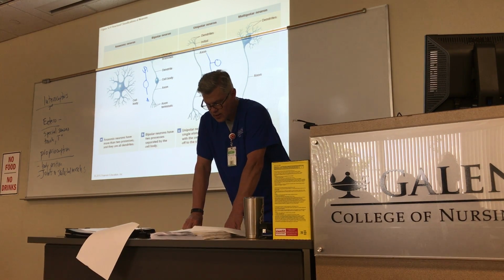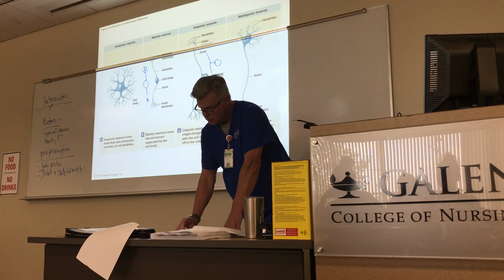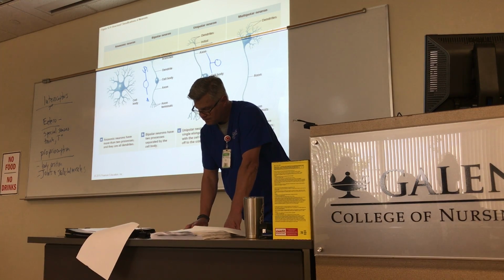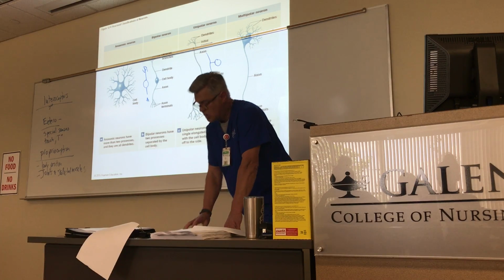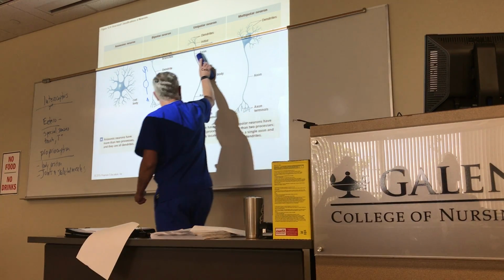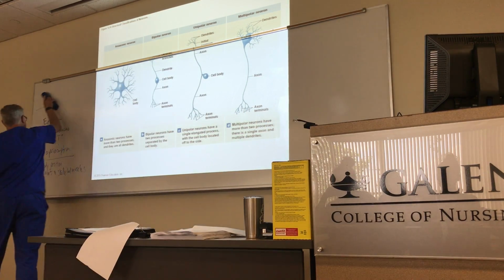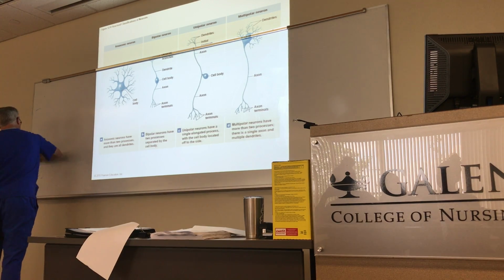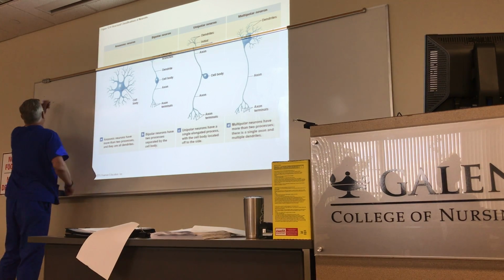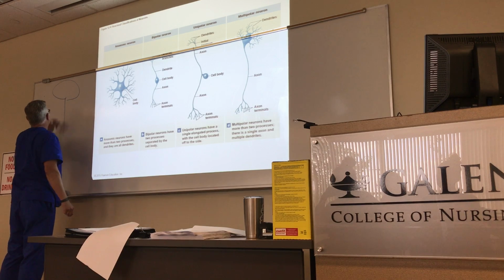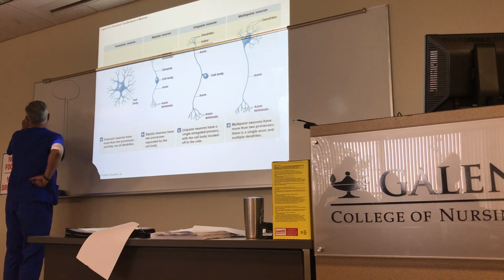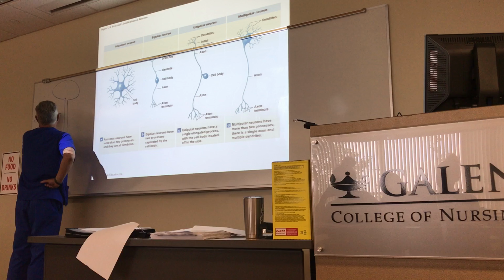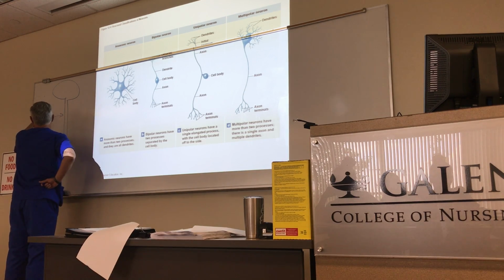Motor neurons, we don't need to worry about. We've seen those. Interneurons, what we're going to see is that in the movement of information in the nervous system, like this, neurons that bring stuff in are sensory, right? Afferent. Neurons that bring things out are motor. They're efferent.